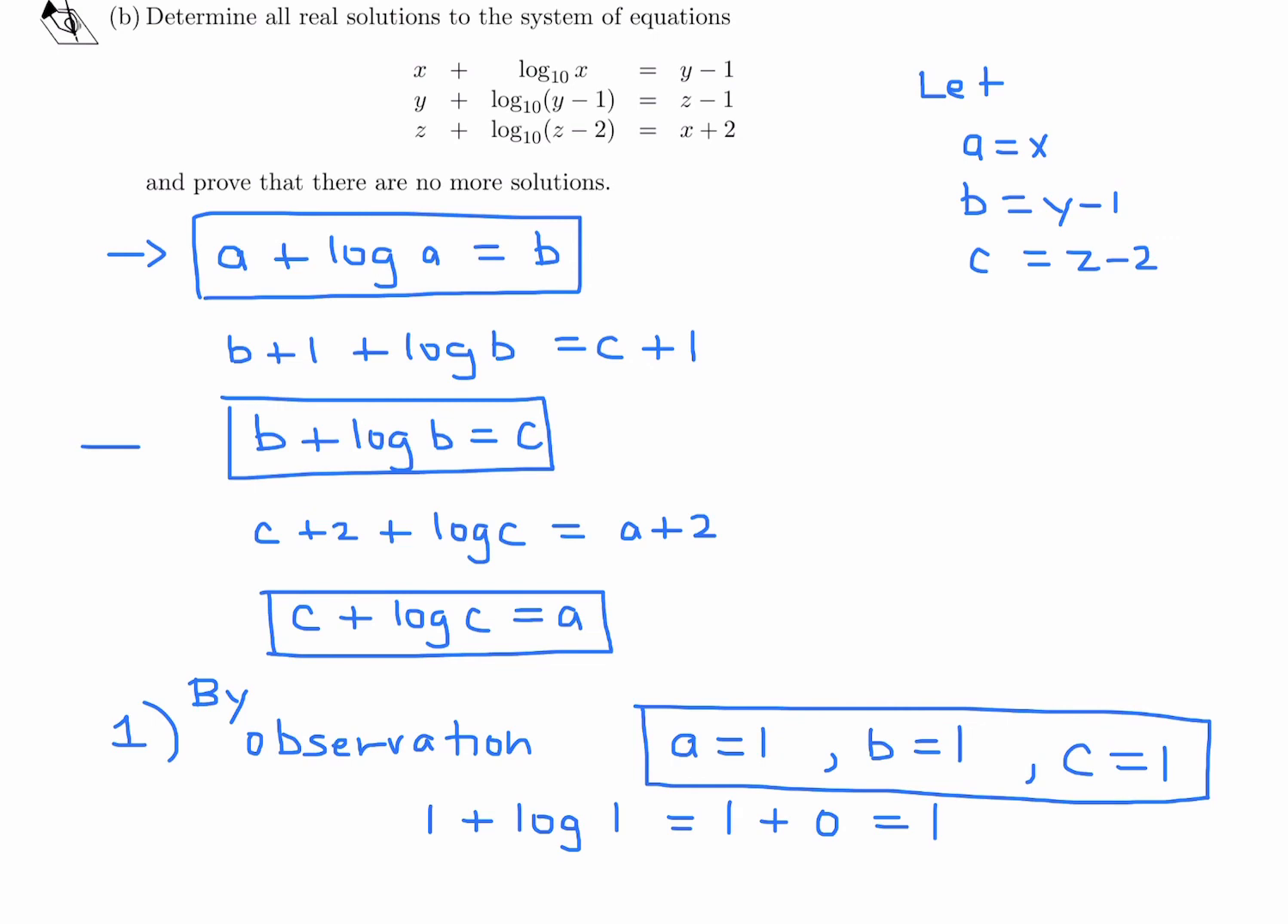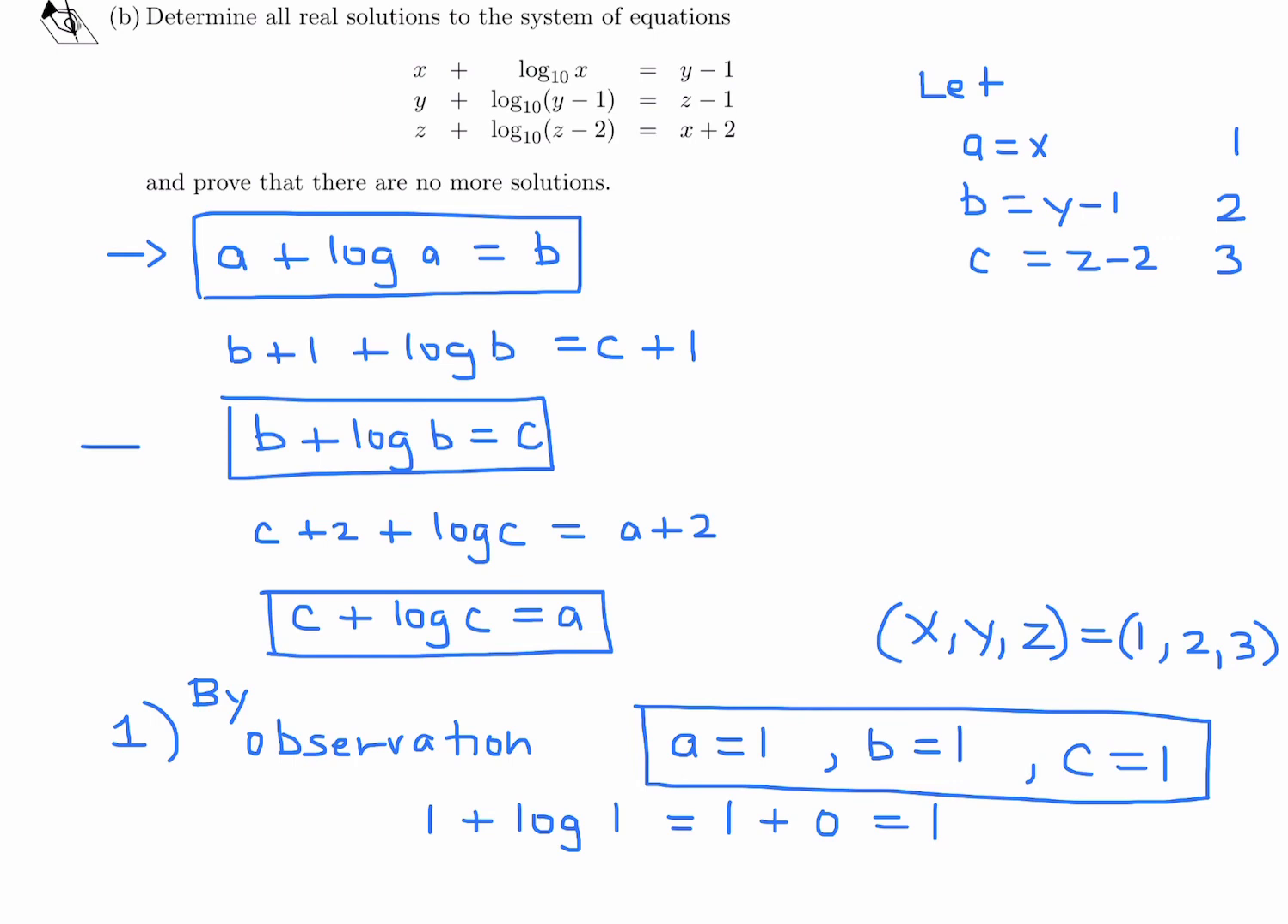Okay? So that's very straightforward. But remember, we have to follow the variables in the question. I introduced a, b, c. X, y, z are a little bit different, right? If a is 1, that means x is going to be 1. If b is 1, y will be 2. And if c is 1, z will be 3. So x, y, z is actually 1, 2, and 3, like that. So this is a solution to that equation.